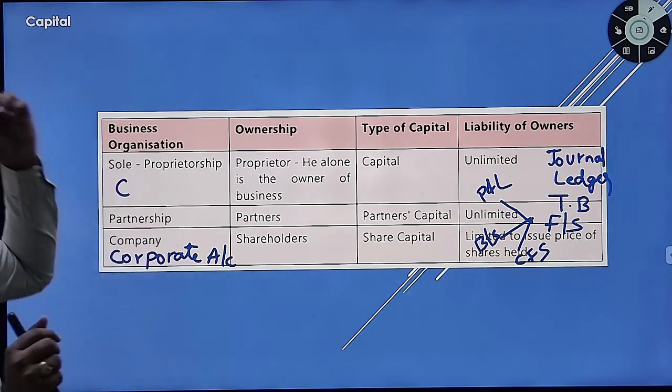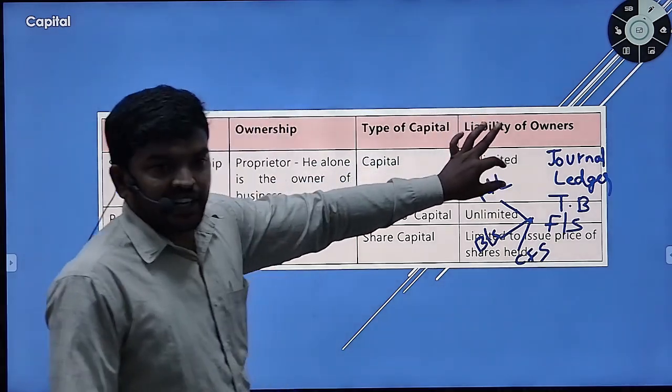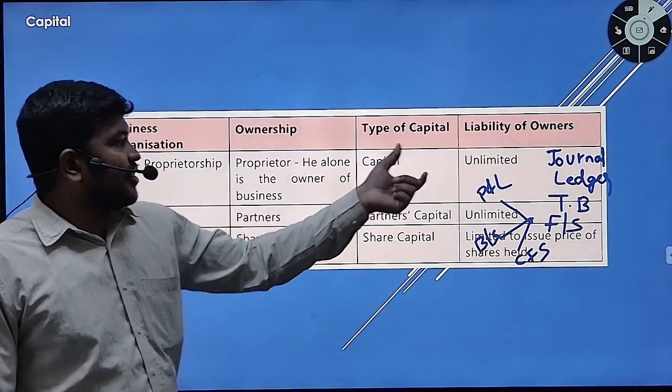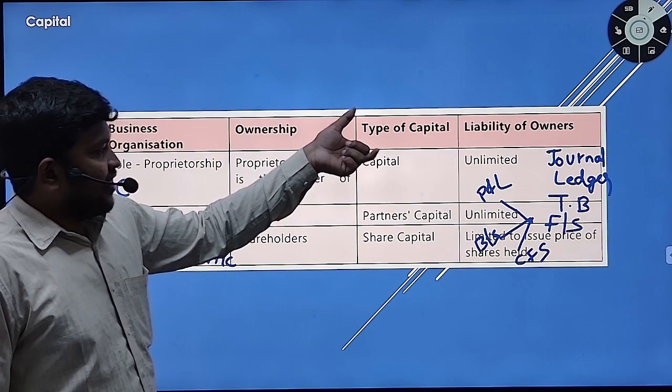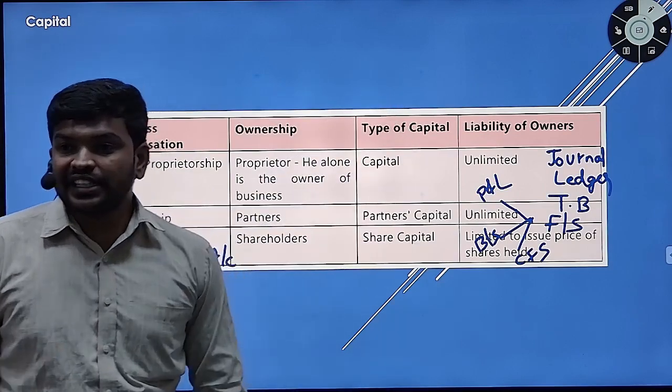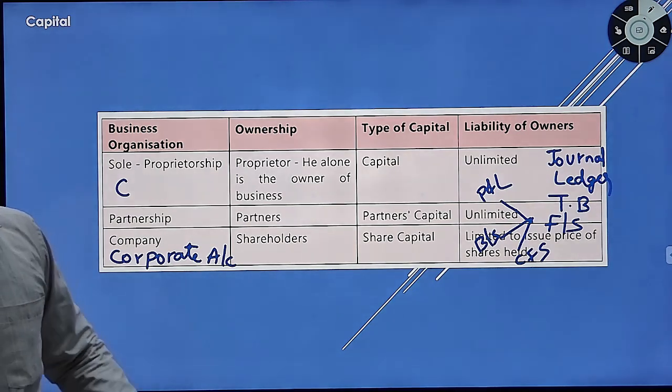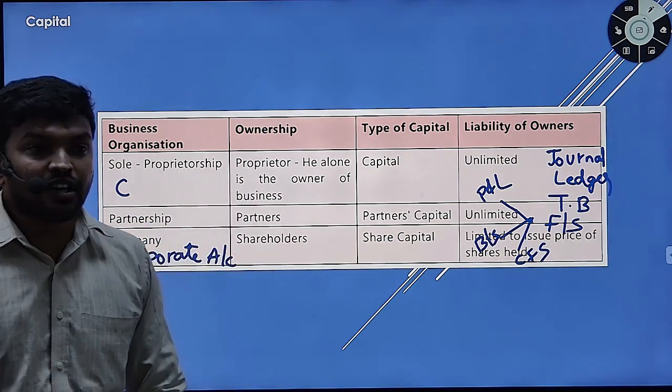Now unlimited. Unlimited liability in the sense, suppose the assets are less and the liabilities are more because the sole proprietor earned losses.